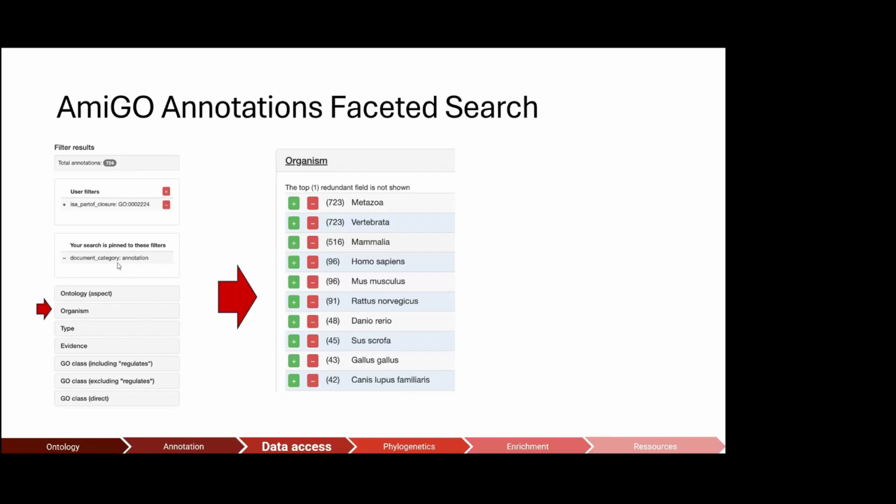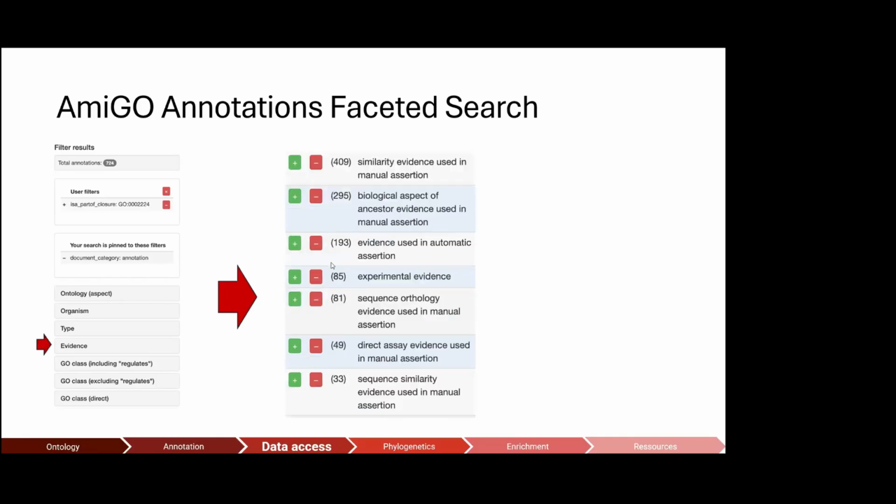So one cool thing about AmiGO is that you can use filters. For instance, you have your toll-like receptor annotation, and you find out that you have 724 different annotations. Let's say you say, okay, I would like to have all the annotations of humans. So you select organism, and then you go Homo sapiens, and you have 96 annotations for this GO term. So you have 96 proteins that have this specific GO term. So you can search by organism.